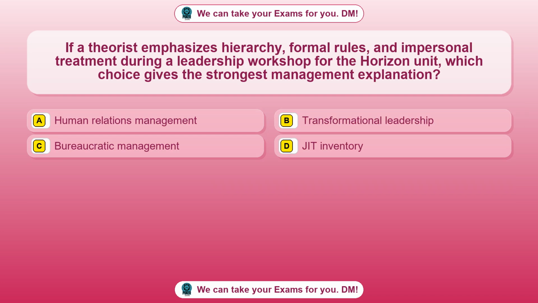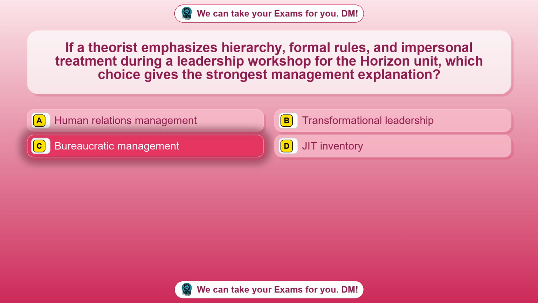Question 62. If a theorist emphasizes hierarchy, formal rules, and impersonal treatment during a leadership workshop for the Horizon unit, which choice gives the strongest management explanation? Option A, human relations management. Option B, transformational leadership. Option C, bureaucratic management. Option D, JIT inventory. The correct answer is option C, bureaucratic management.